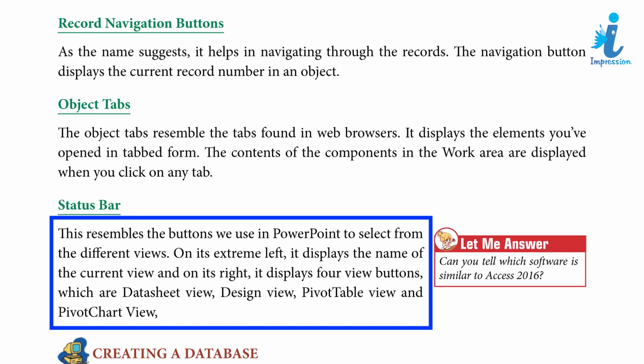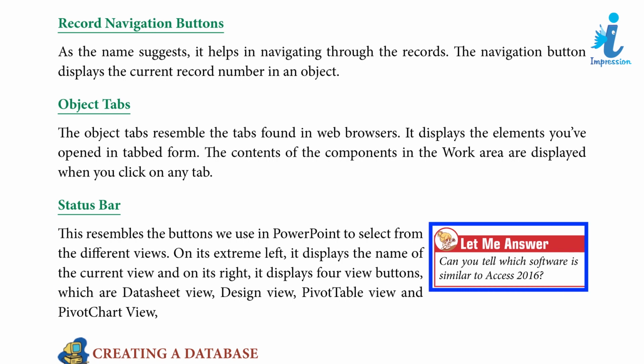On its extreme left, it displays the name of the current view, and on its right, it displays 4 view buttons, which are Data Sheet View, Design View, Pivot Table View, and Pivot Chart View. Let me answer. Can you tell which software is similar to Access 2016?